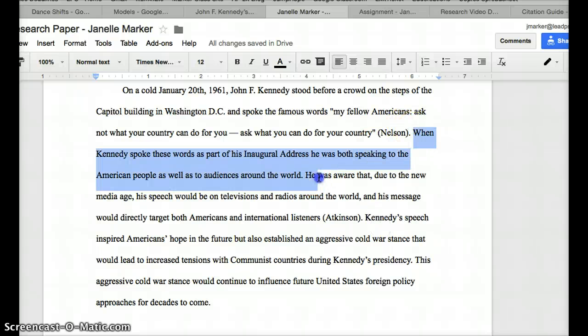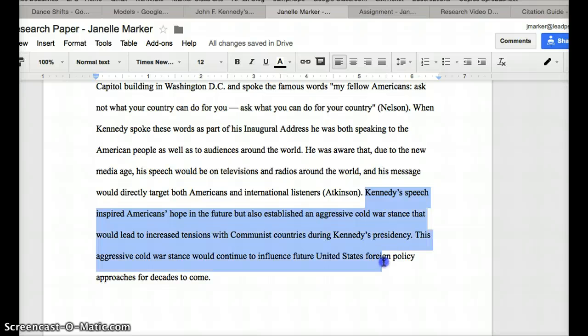However, if this had been a direct quotation from Atkinson, I would have needed to put Atkinson at the end of that sentence as well. And so that actually brings me down to my last couple sentences, which are my thesis statement.